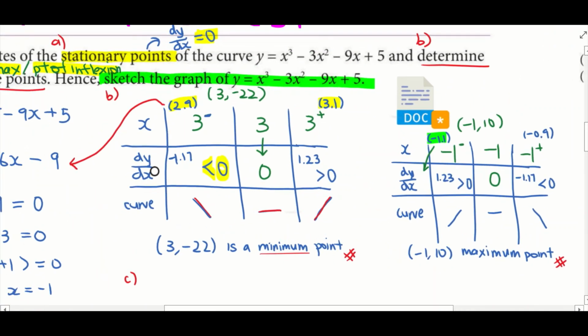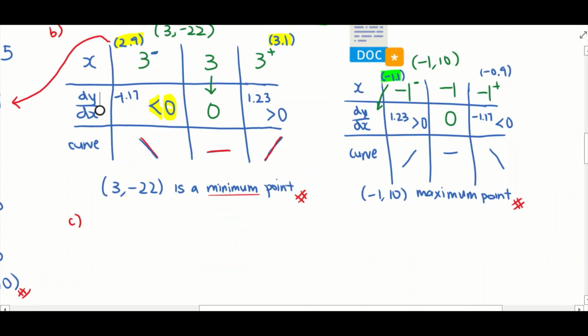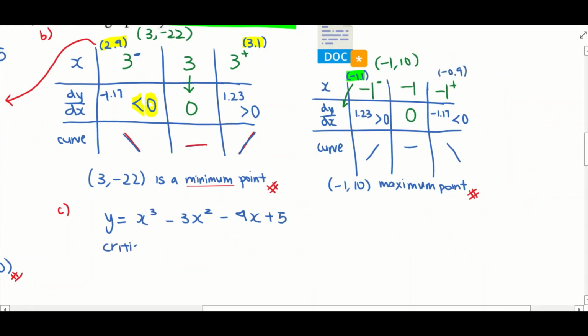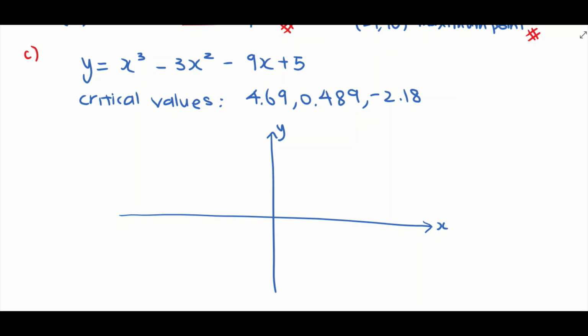Now for the last part, we sketch the graph, and first of all, please find the critical values, meaning what are my roots of the equation. I can get these values from calculator, by solving the cubic equation. After we find critical values, write it on the graph. These are the points that it cuts x-axis. What it means is that the curve will definitely cut at these 3 points.